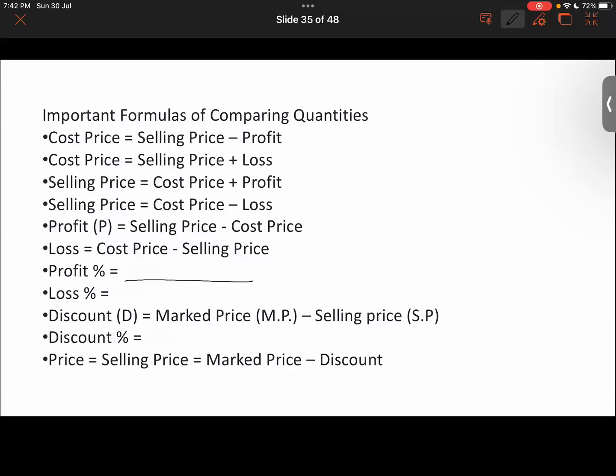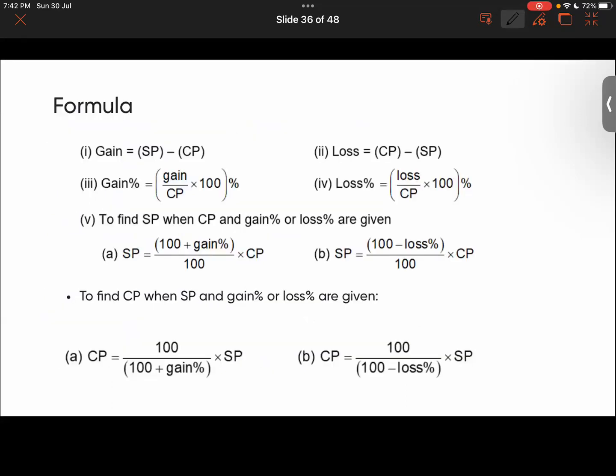Profit percent, sir. Is it profit percent? Cost price minus selling price? No, that is another thing. Yes, Arhan. The 100 plus gain percent divided by 100 multiplied by the selling price. That is another thing, Arhan, that you are quoting from here. Okay, that is another thing.